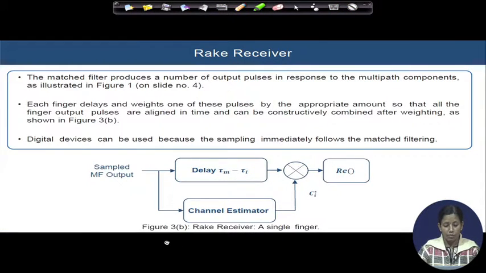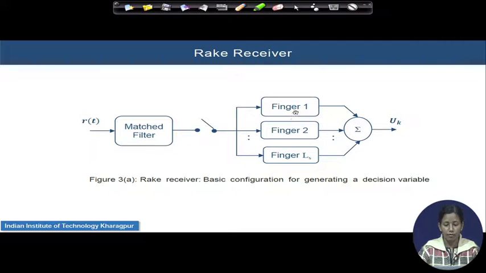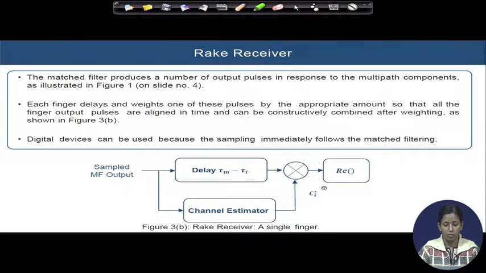And you may definitely process this section, or these fingers, in the digital domain, because the matched filter output you are getting is a sample. So, it is already sampled, and it is the task of the finger to get aligned with each and every multipath that you are receiving corresponding to one symbol.